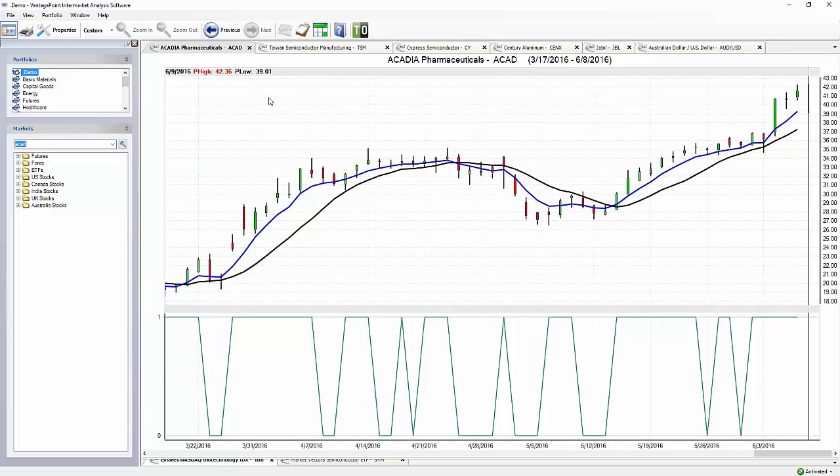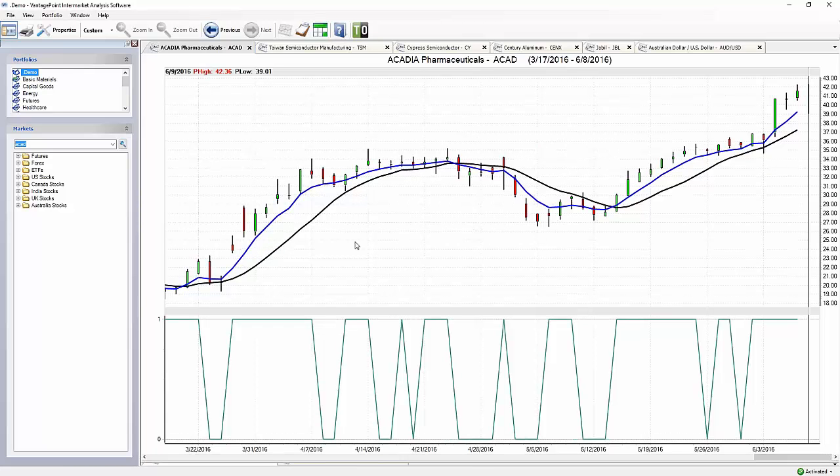I've opened up the VantagePoint software. I've got a lot of different stocks, some currencies, and some things that I want to go over with you. But it's very important that you understand what these tools are doing and how this works. Let me go ahead and show you under the hood of the software here.